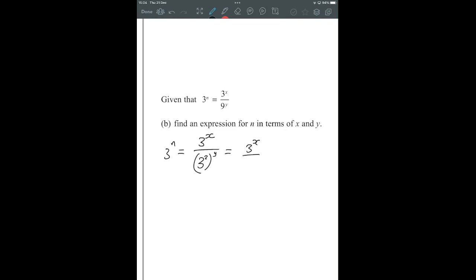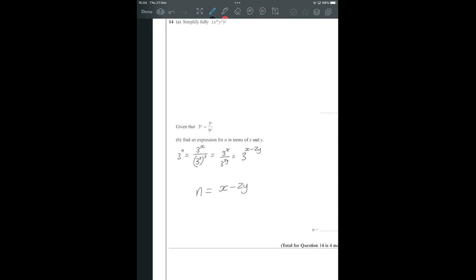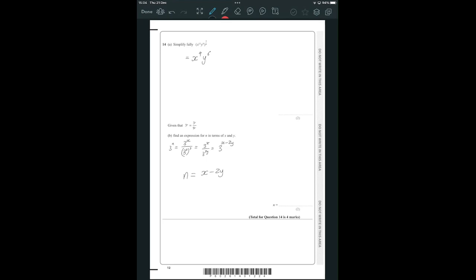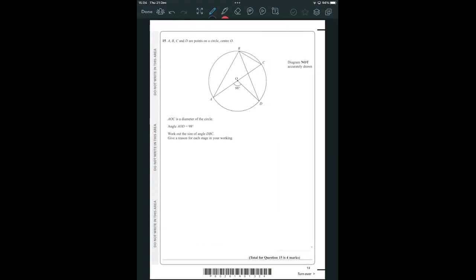And now power to a power on the denominator. And dividing means we subtract powers, gives us n is x minus y, minus 2y. Quite a tricky question, but once you've mastered change a base, very quick marks.